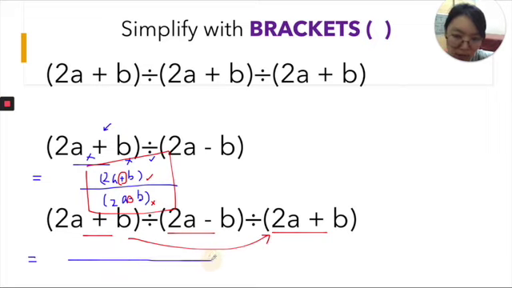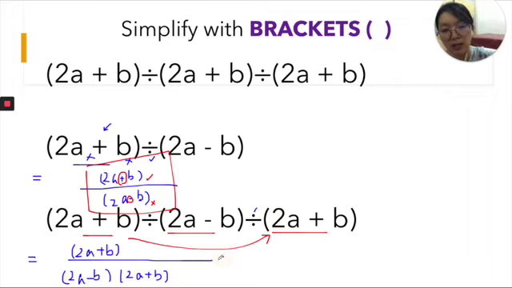It is a divide. Put a divide line. Whatever comes first, put on top: (2a + b), bracket, divide by (2a - b) at the bottom, and divide by (2a + b) at the bottom.